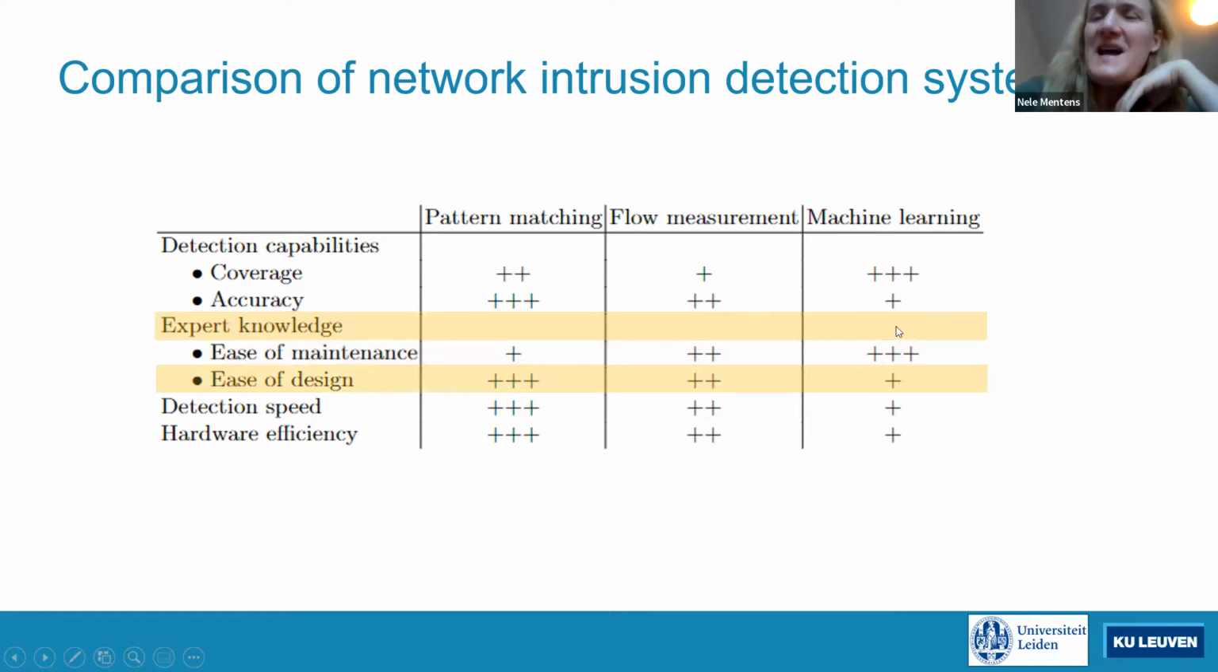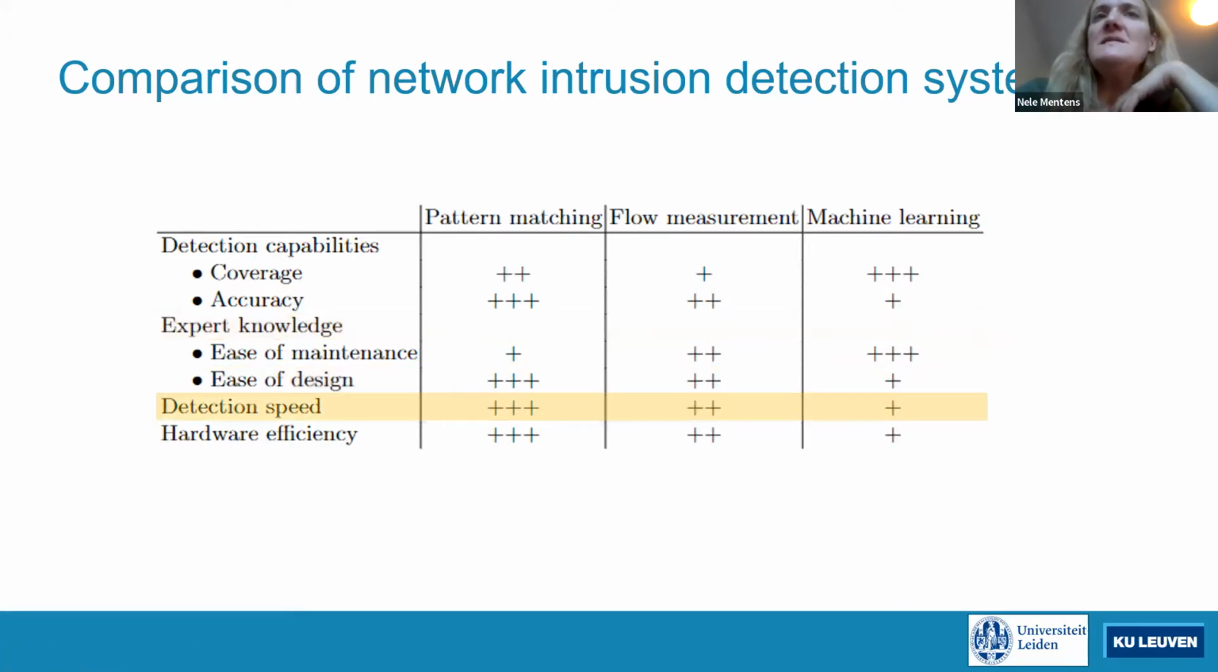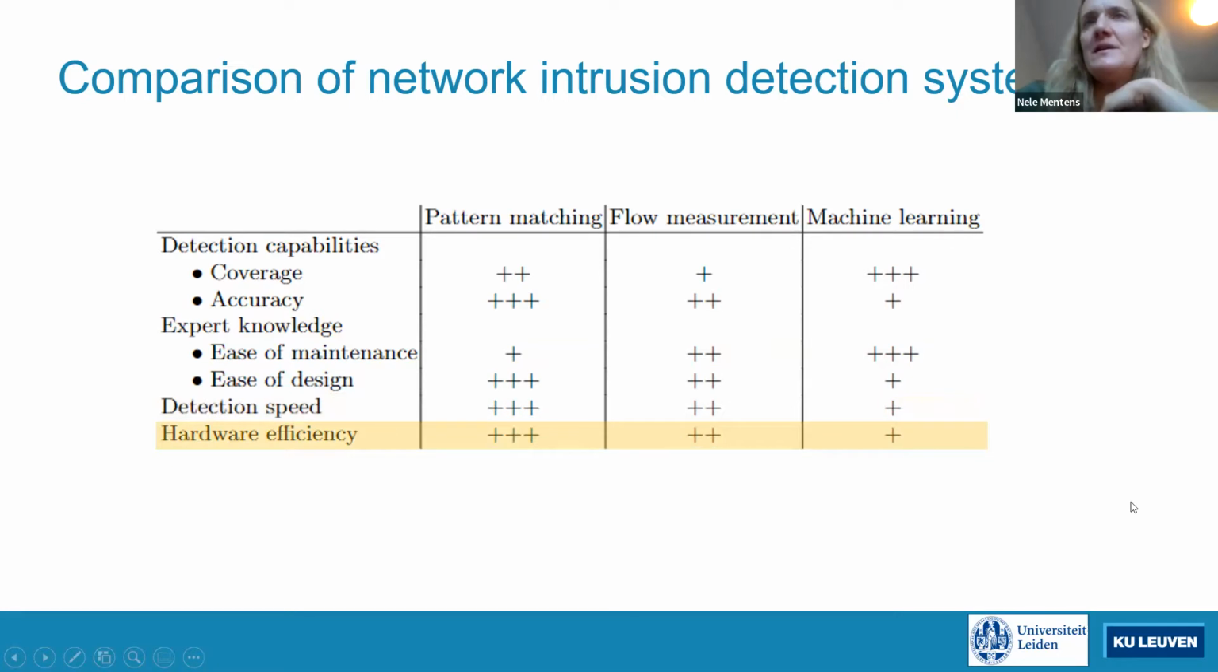But in terms of ease of design, and that's what I was actually talking about, it's much harder to have a high throughput machine learning algorithm on an FPGA than to have just pattern matching techniques on an FPGA, for example. Detection speed is the highest in pattern matching and the lowest in machine learning if we want high accuracy. And the same goes for hardware efficiency.